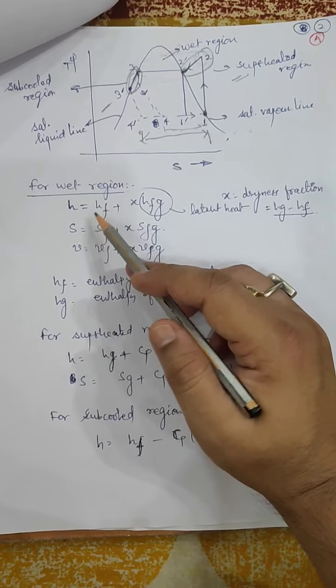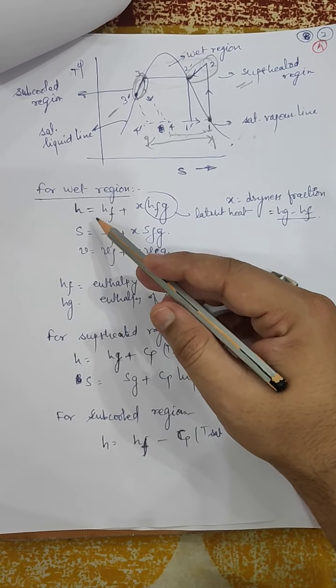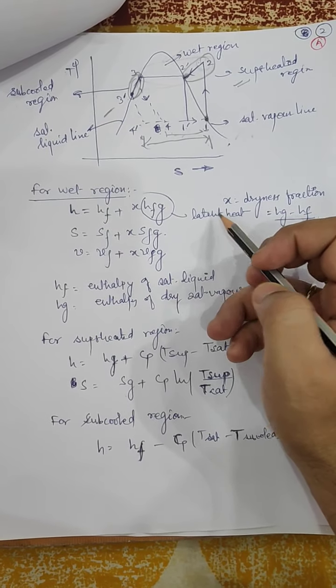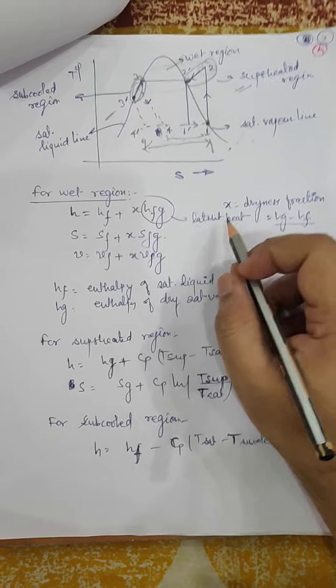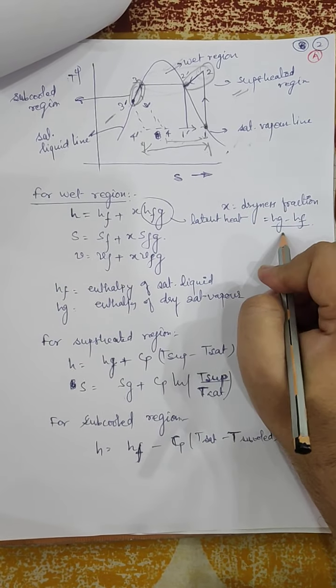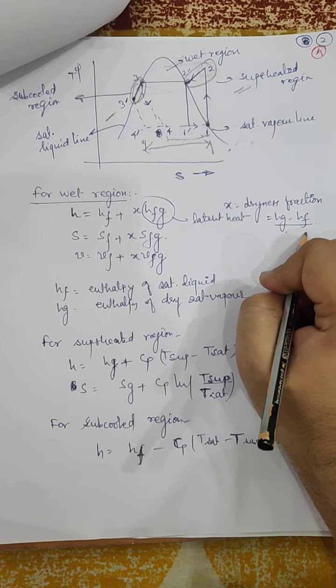Here we can see that if in a wet region I want to find the enthalpy, I have the formula h is equal to hf plus x hfg, where x denotes the dryness fraction and hfg is the difference of enthalpy at the saturated vapor phase and the enthalpy at the saturated liquid phase.